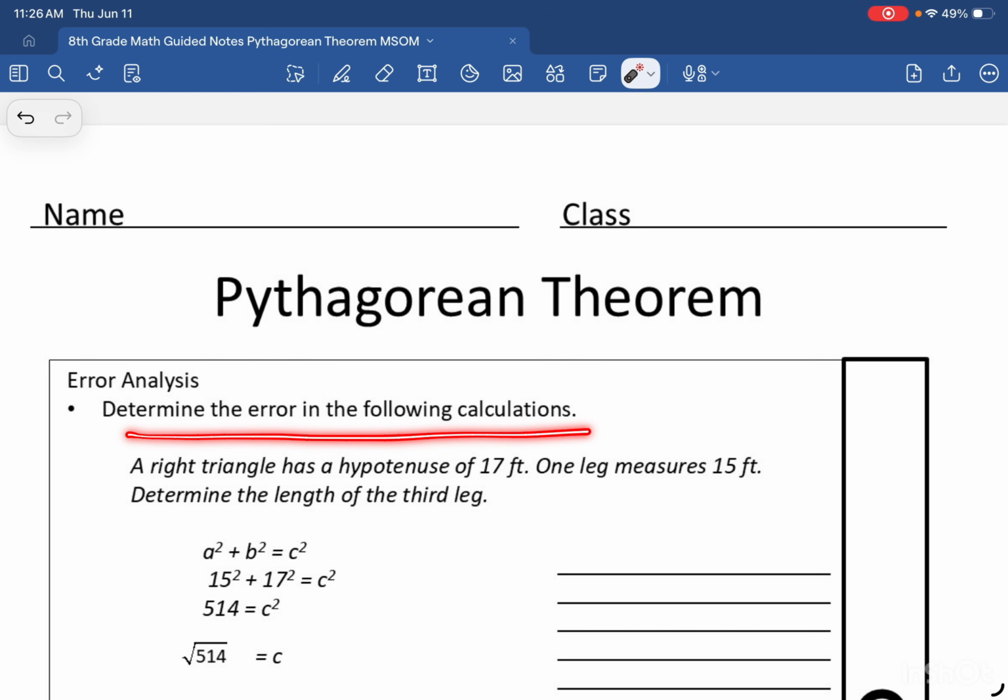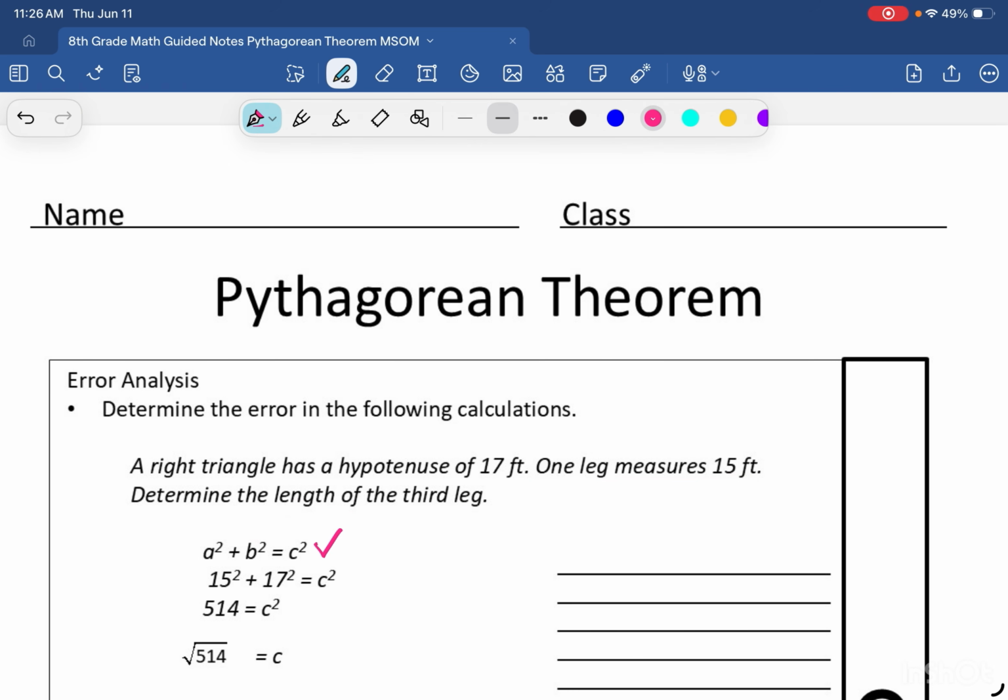Determine the error in the following calculations. A right triangle has a hypotenuse of 17 feet. One leg measures 15 feet. Determine the length of the third leg. We have the Pythagorean theorem, a squared plus b squared equals c squared. And then we had 15 squared, which is one of the legs, plus 17 squared. Now 17 squared is the hypotenuse. So this is not going to work because the hypotenuse needs to be substituted in for c, not for one of the legs.